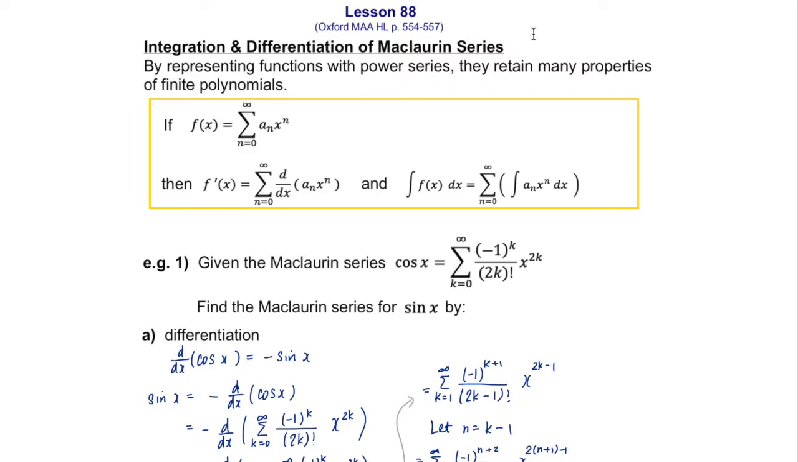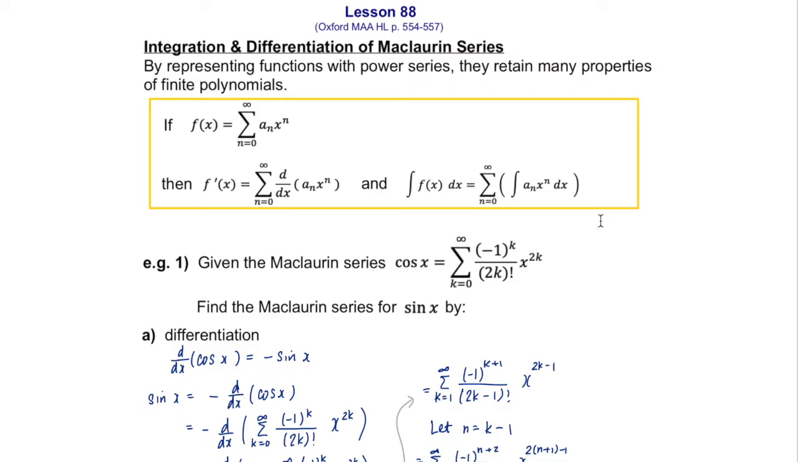Let us begin by taking a look at integration and differentiation of Maclaurin series. If I have a function f of x represented as the sum of the terms a sub n times x to the power of n from n equals 0 to infinity, then its derivative f prime of x can be represented as the sum of the derivatives of each term, and the integral of f of x dx can also be looked at as the integral of each term in the series all added up together.